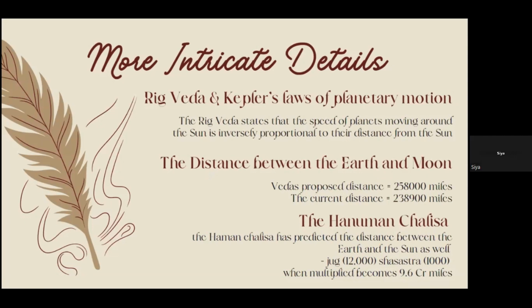So again, 3 crore miles is a lot, I get that, but it is extremely accurate and much more accurate than the people who were saying that the Sun was revolving around the Earth.